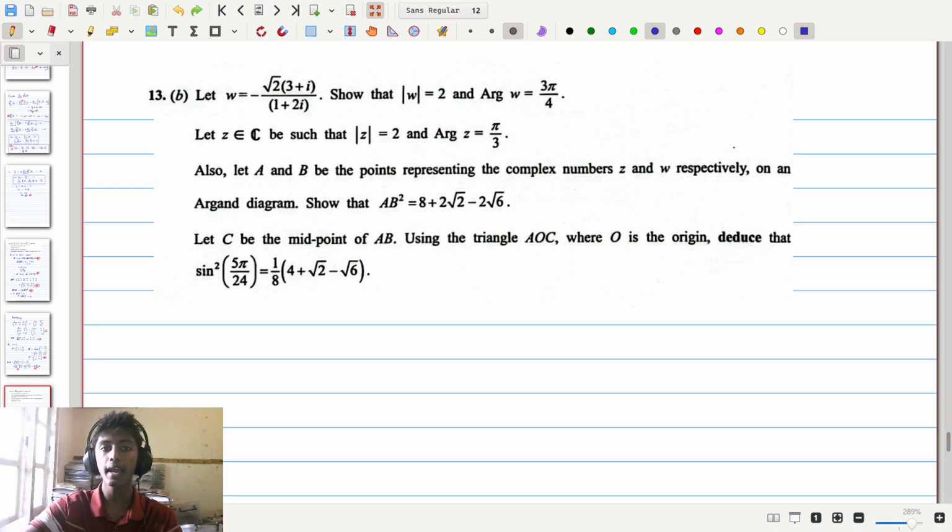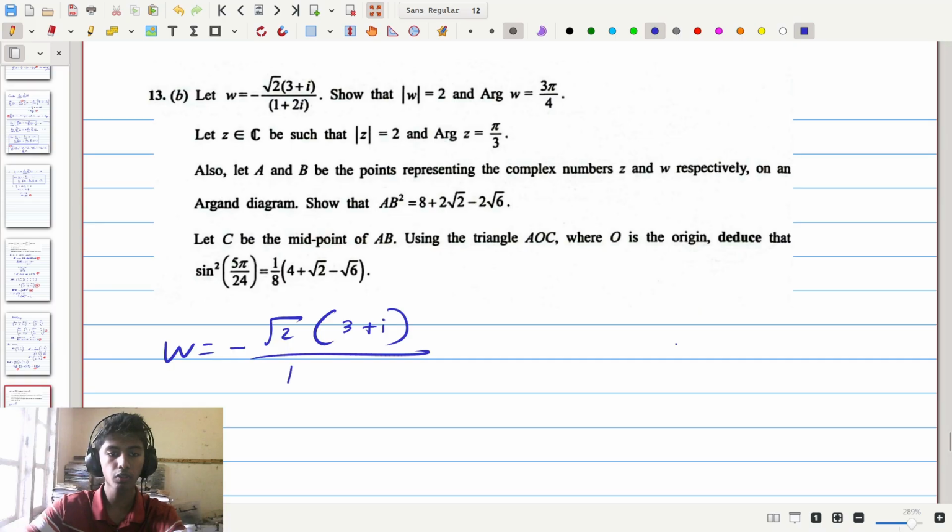We simplify w down to show that the modulus of w is equal to 2 and the arg of w is equal to 3π/4. To do that, what we're going to do is first rewrite w. So we're going to rewrite w in our answer sheet, which is going to make it easier for us to refer back to it. So w is equal to negative square root of 2 times (3 + i) divided by (1 + 2i).